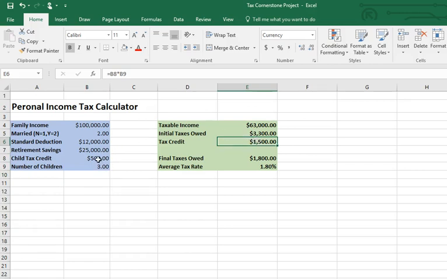That's going to be the number that populates this. So it's going to be a very simple equation. It's going to be B8 multiplied by B9, and that's going to get you the number that goes right in here, $1,500. Okay, and then your final taxes owed, the formula you're going to put in here is just going to be your taxes owed minus your tax credit, and that's going to give you your final tax bill. So it'll be $3,300 minus $1,500 gives you a final tax bill of $1,800. So you just got to do initial taxes owed minus your tax credit.